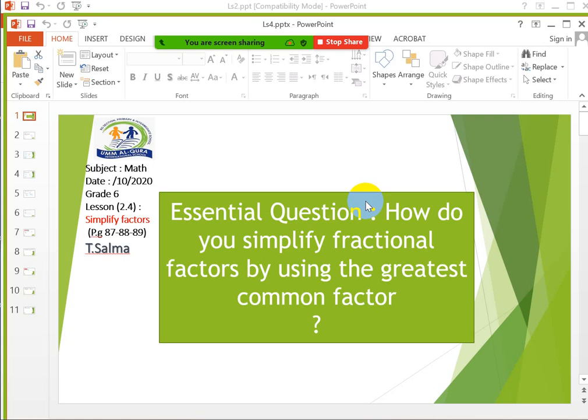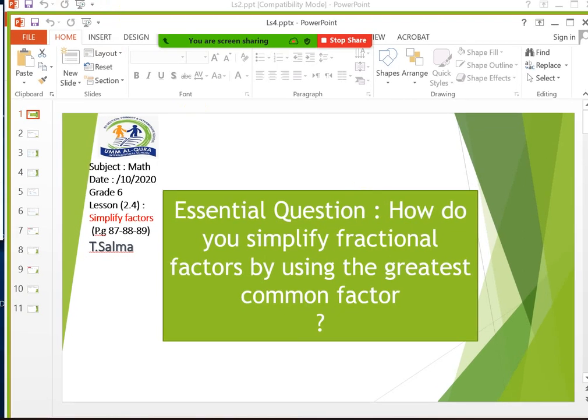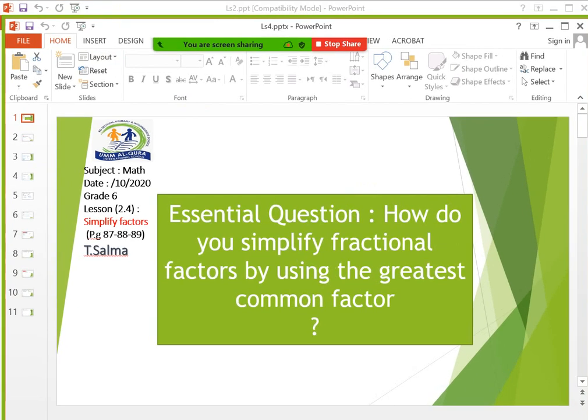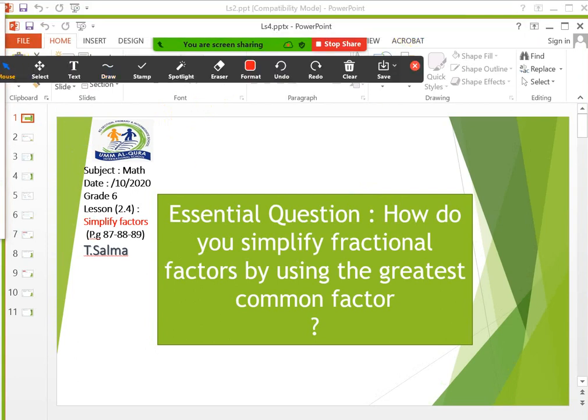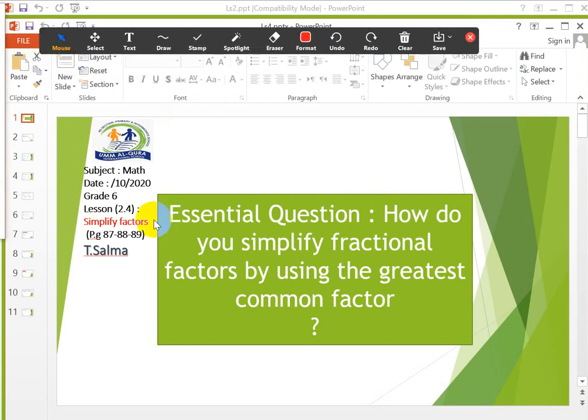How to write the number in simplest form, and we used the greatest common factor, right? The greatest common factor. So today we will talk about the same idea. Please bring your books and open them on page 187, and let's talk about how to simplify fractional factors by using the greatest common factor. So you'll remember together how to use the greatest common factor.